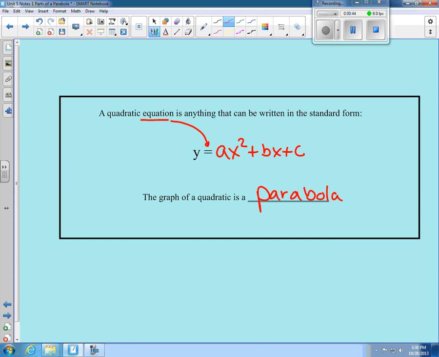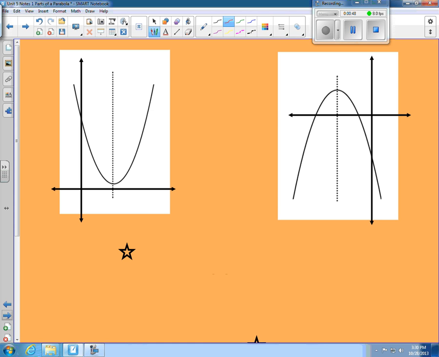Not a parabola, a parabola. So let's take a look at some of the pictures of a parabola. These two pictures here are parabolas, and let's find out some information about those.